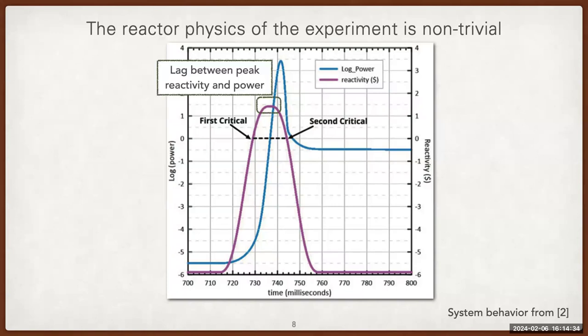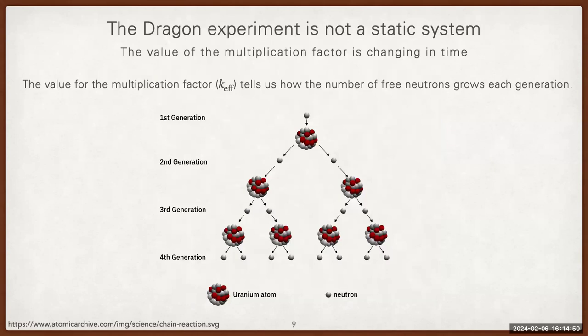And interestingly, if you look at where the peak reactivity is and where the peak power is, there is this lag between the peak reactivity and the peak power. So the time scale of the reaction happening matters here. It's a very interesting problem to look at. Okay, so what do we mean by criticality?